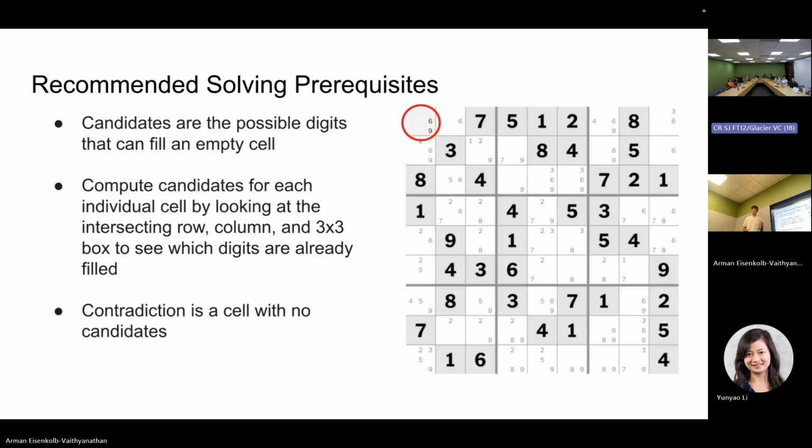Another important construct in solving Sudoku puzzles is a contradiction. A contradiction is when a cell has no candidates, which is not possible. This means that the solver made a mistake when solving the puzzle and should go back to look for the mistake.